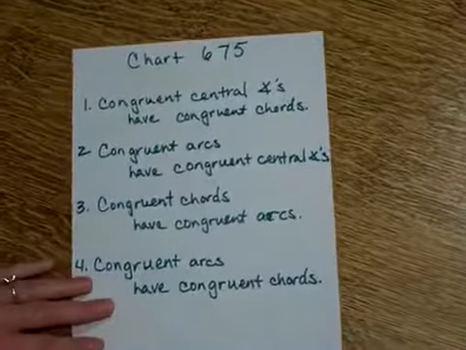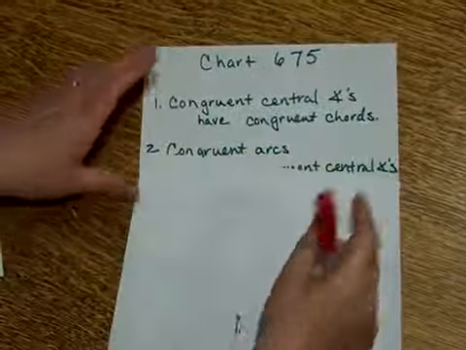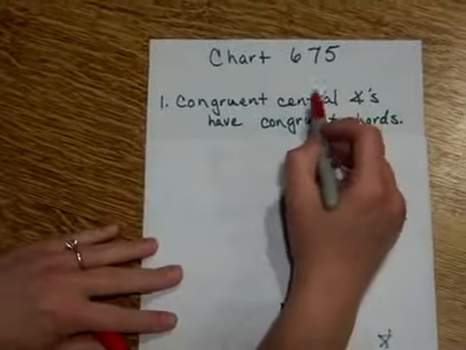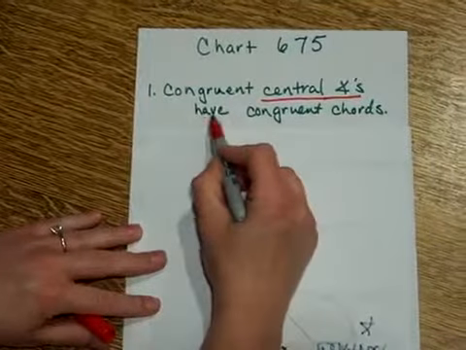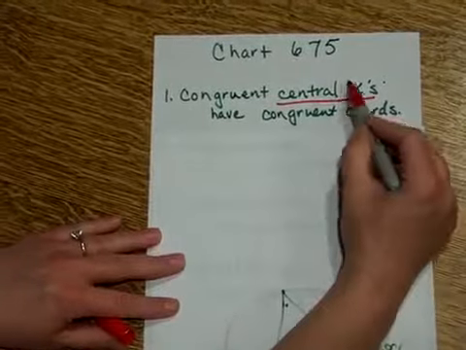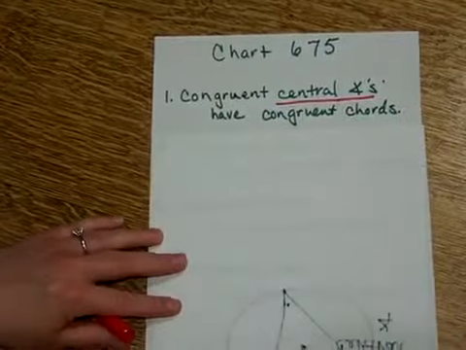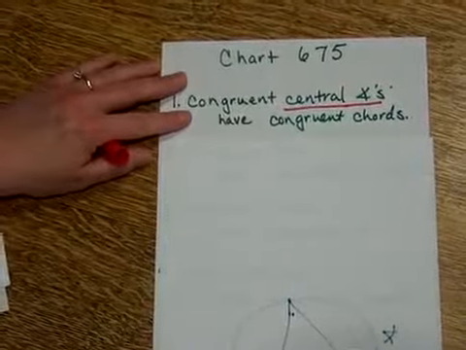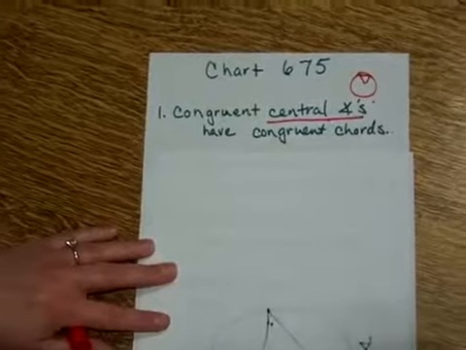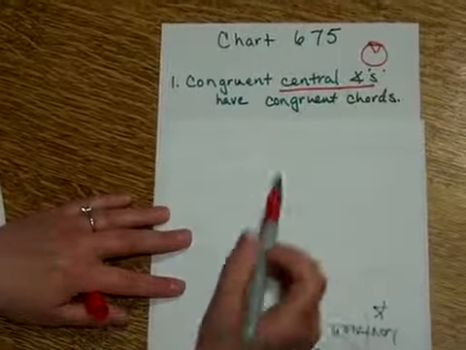You'll see a chart summarizing what we have learned. We have four main things here that go together. First off, if we have congruent central angles, then we have congruent chords. So if I have congruent central angles, then I have congruent chords, the chords that are at the mouth of our central angle.